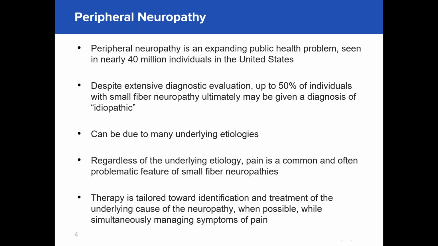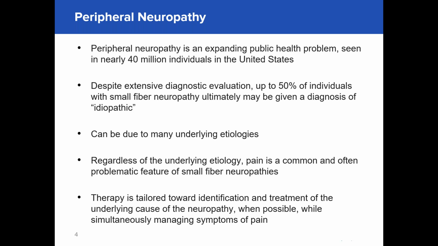So just a little background over peripheral neuropathy. Of course, it is an expanding public health problem, especially with the diabetic population increasing. As we all know, of course, there's other etiologies and reasons why people can get neuropathy. However, it really is an expanding problem. It's seen in nearly 40 million individuals in the US. Despite extensive diagnostic evaluation, 50% of small fiber neuropathy is given a diagnosis of idiopathic.